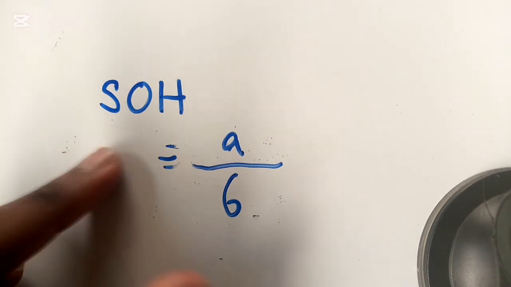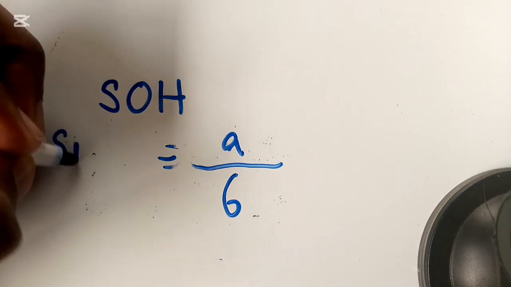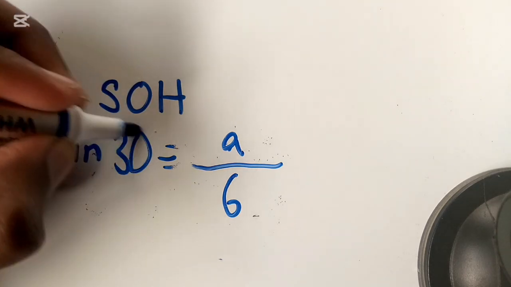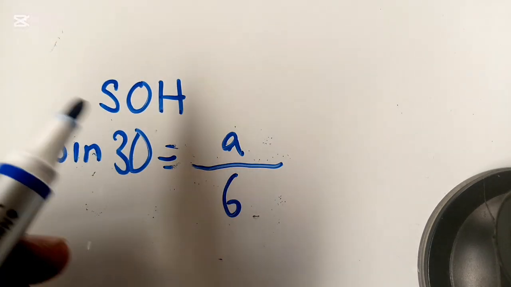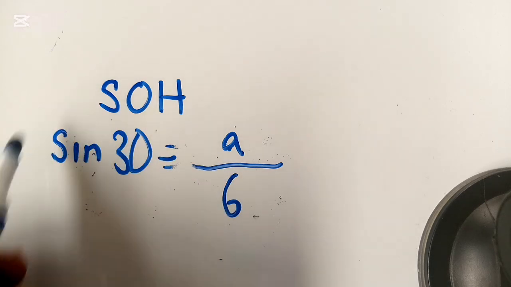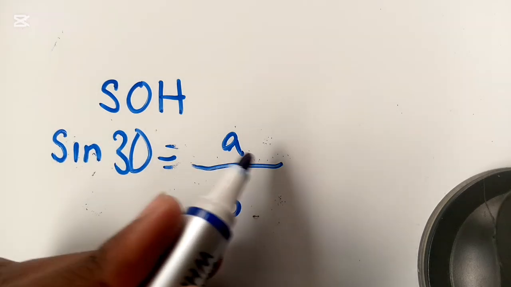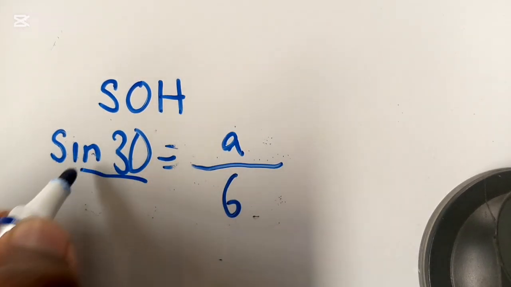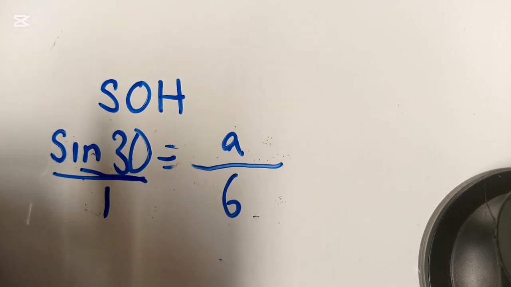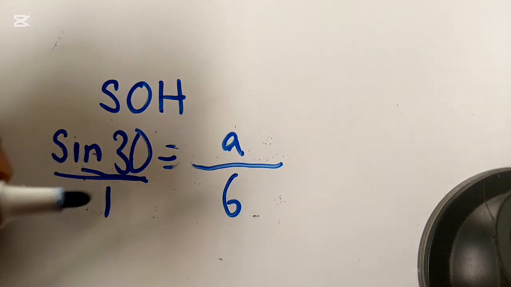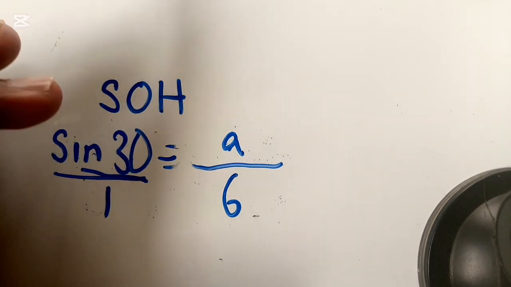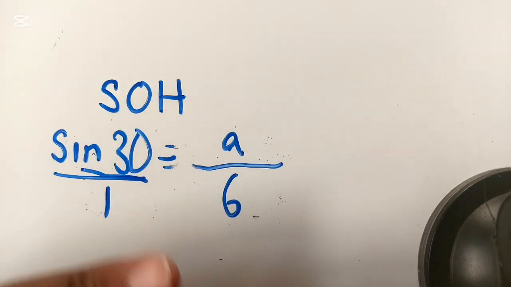So therefore, we're going to say sine 30 is equal to a over b. Now we need to solve this and then equate it to this and find our value of a. So we can do this over 1 to find the value. Now sine 30 is simply 0.5.